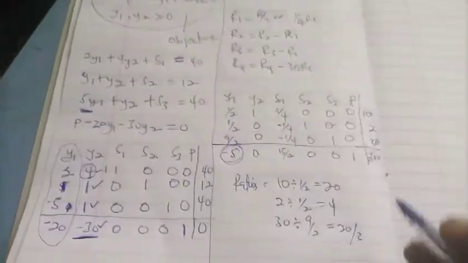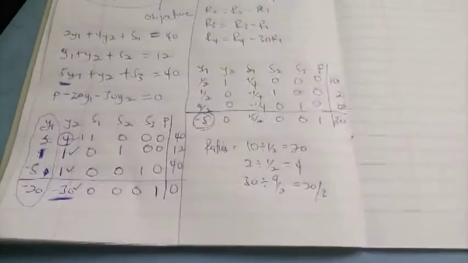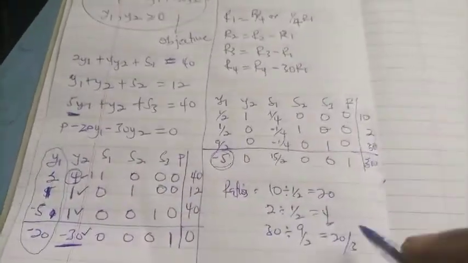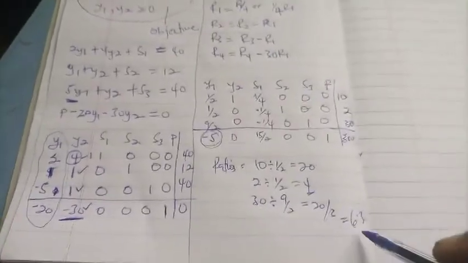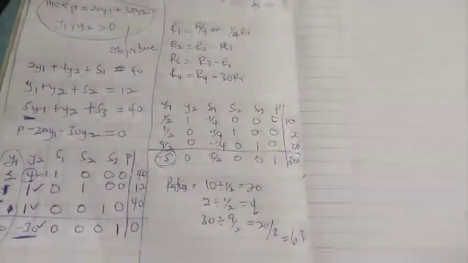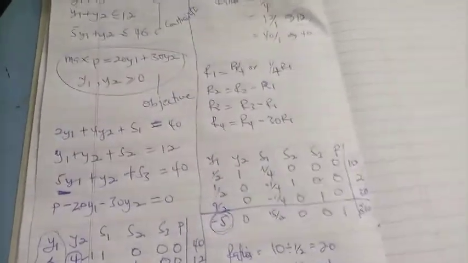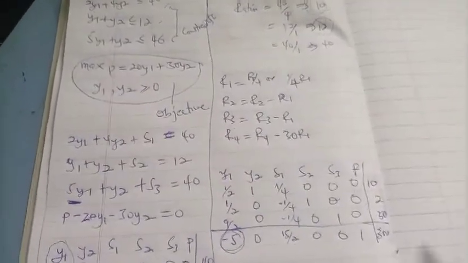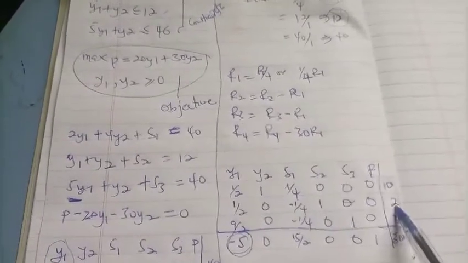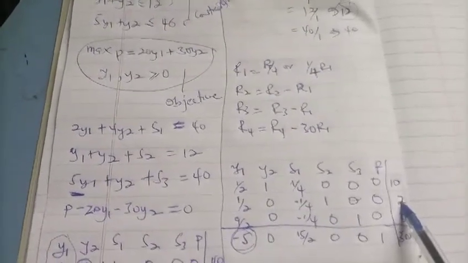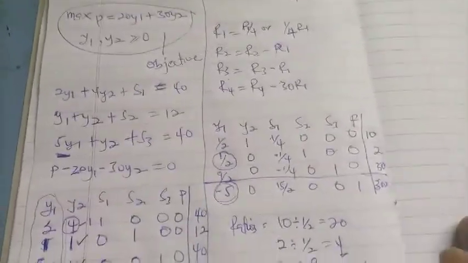Scrutinizing this very well, we can see that the least ratio is what? The 4. The least ratio is the 4 because 20 divided by 3 gives us decimals, that is 6 point something, which is higher than this 4. So our pivot element runs through the value 4, which is gotten from our second ratio here, which is our 1 over 2, which I've circled here.